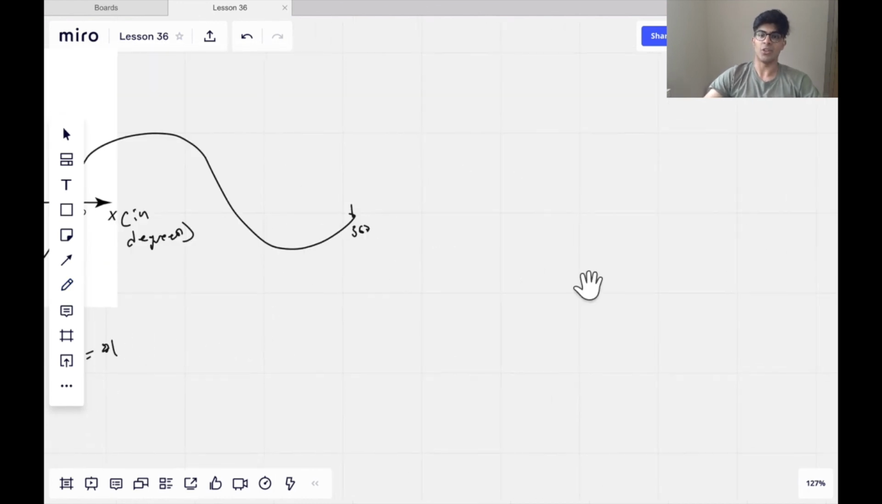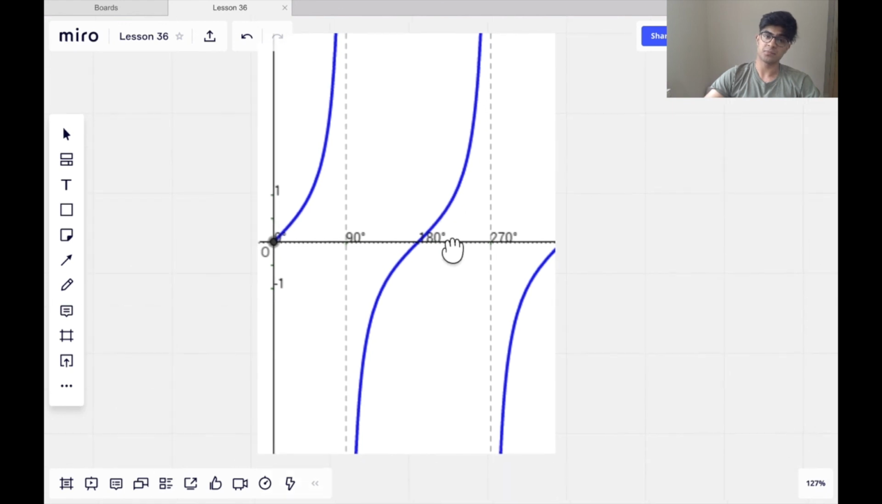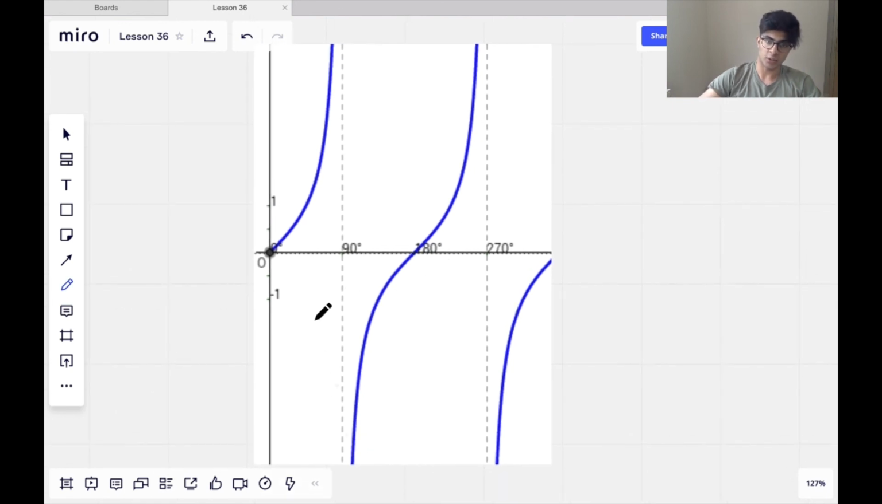Then you've actually got another curve. I know this has been a lot to take in. It's called the tan curve, and the tan curve looks like this.